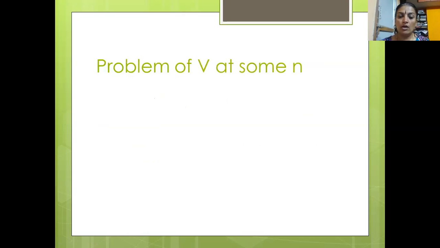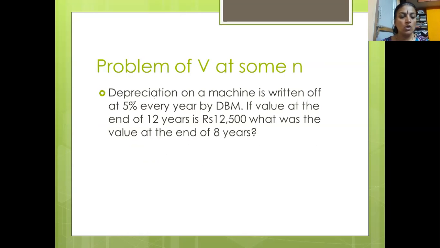And let us go for one more problem so that it will be more clear for you. Depreciation on a machine is written off at 5% every year. So here I is given, 0.05. And the value at the end of 12 years is given, that is 12,500 is the value for 12 years. What was the value at the end of 8 years?